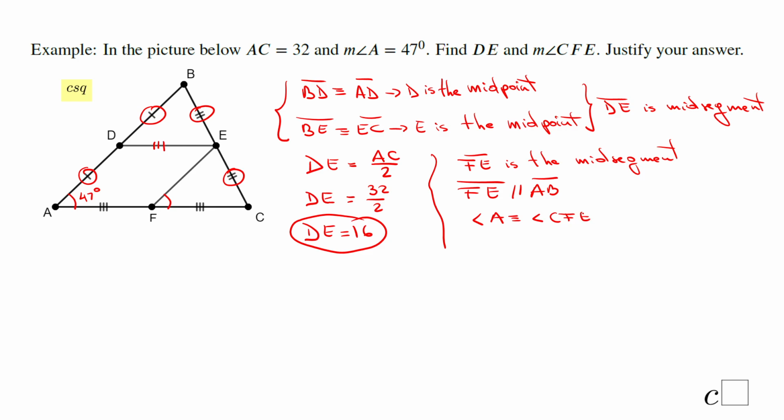Why? Because these angles are corresponding angles. Let me write here corresponding angle. So this is the justification. And then these two have the same measure. So since angle A is 47, that is how much CFE will be, 47 degrees.